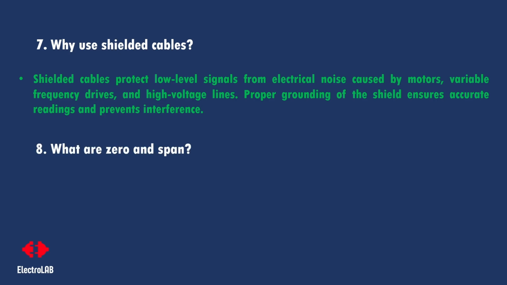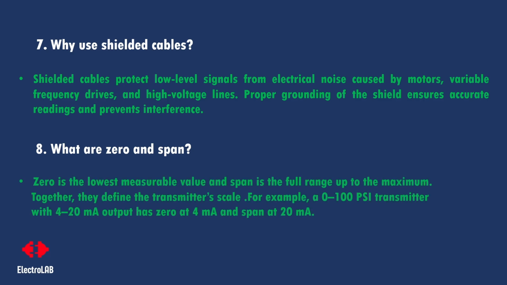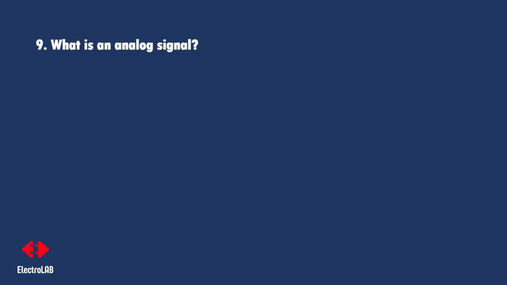What are zero and span? Zero is the lowest measurable value, and span is the full range up to the maximum. Together, they define the transmitter's scale. For example, a 0 to 100 psi transmitter with 4 to 20 milliampere output has 0 at 4 milliampere and span at 20 milliampere.